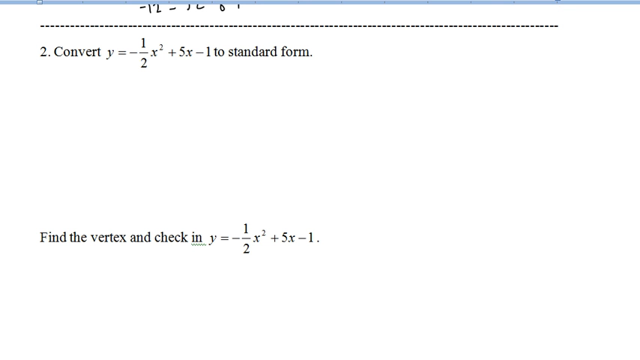Okay, question 2 now is slightly different. We've got a negative 1/2 times the x squared. So if I multiply both sides by negative 2, then I'll have negative 1/2 times negative 2 is just 1, or just x squared. So we'll have negative 2y equals x squared minus 10x plus 2, and actually, I might as well write that plus 2 over here, save myself some work.